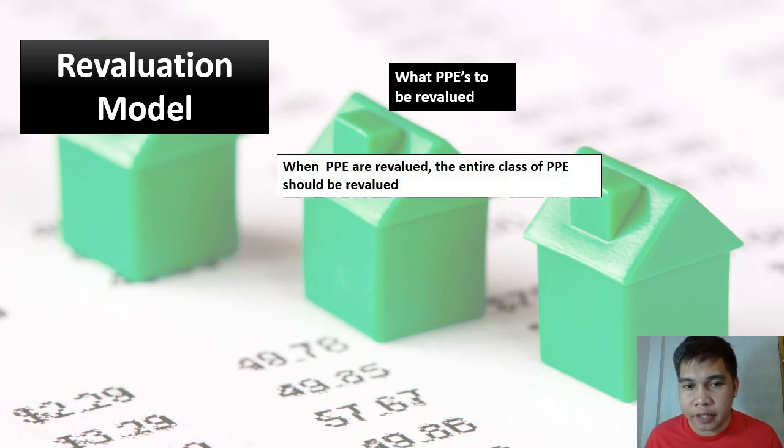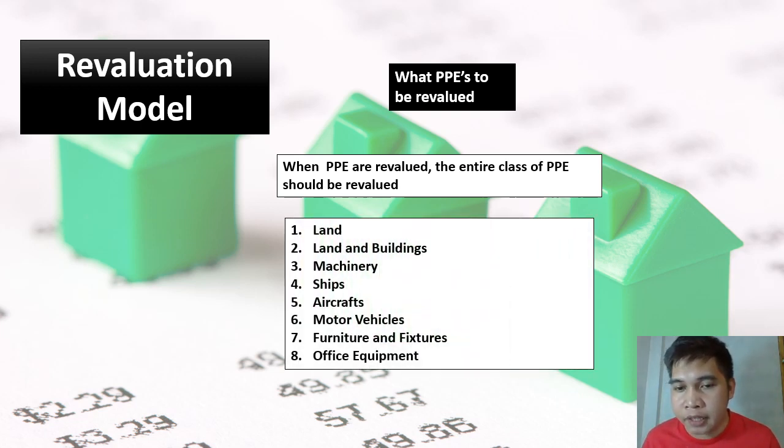So the standard says when PPE are revalued, the entire class of PPE should be revalued. So basically, the property, plant, and equipment is divided into classes. So kapag daw yung part ng PPE na yon is na-classified under this class, all related property, plant, and equipment under that class must be revalued. So ito po yung pin-provide ng ating standard. So for example, we have the land and buildings, machinery, ship, aircrafts, motor vehicles, furniture and fixtures, then office equipment.